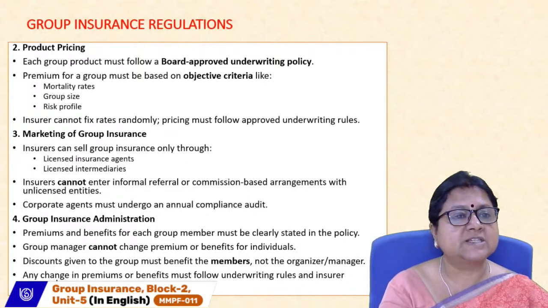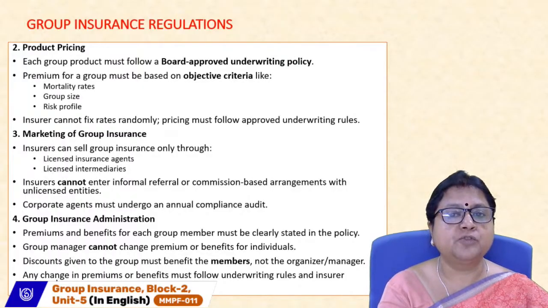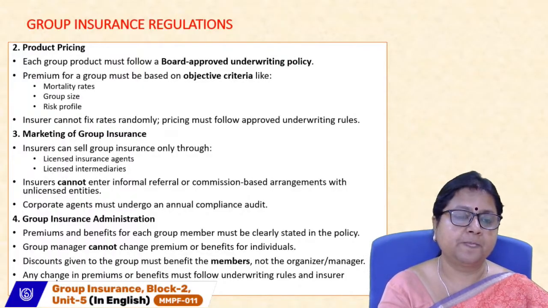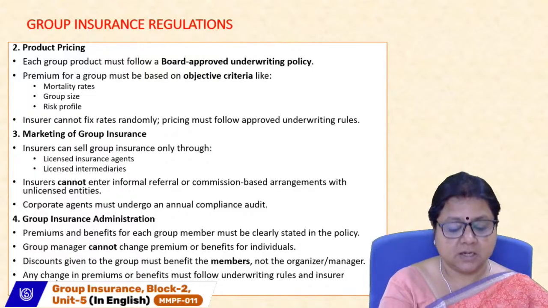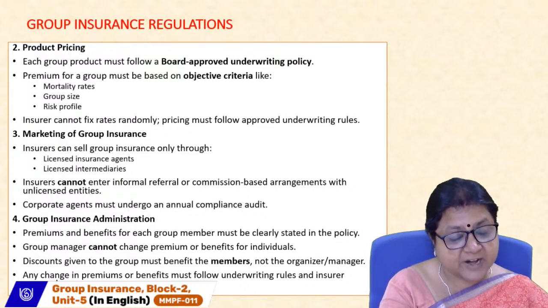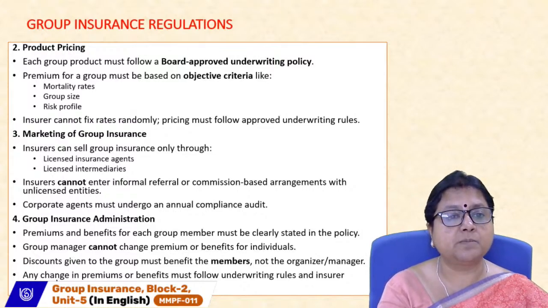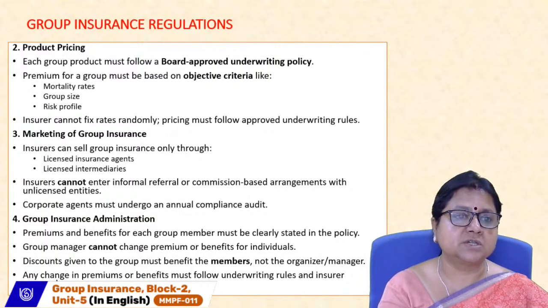Now regarding product pricing, each group product must follow a board approved underwriting policy. That means every group product which is being provided by the insurance companies has to have a board approved underwriting policy.